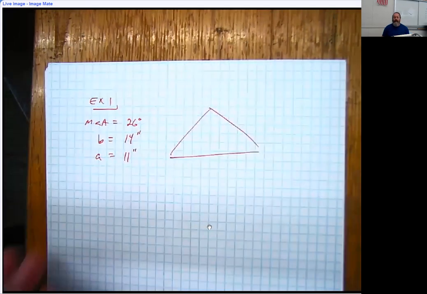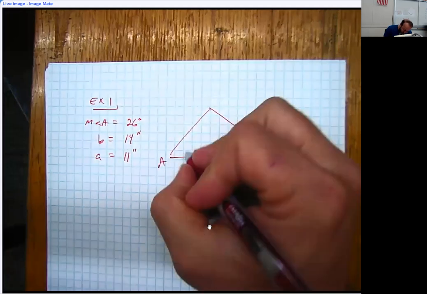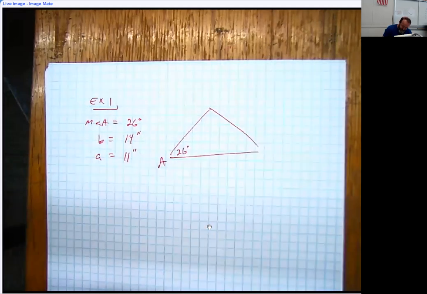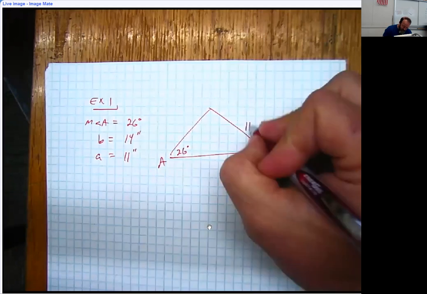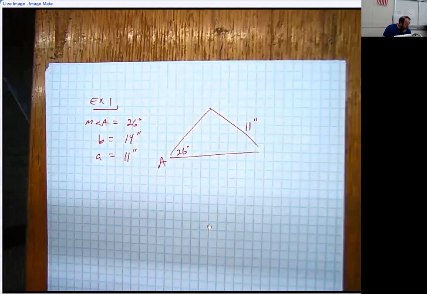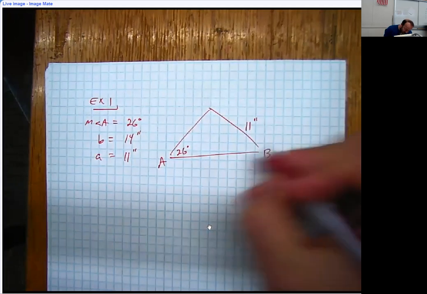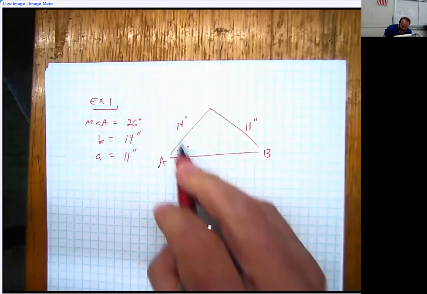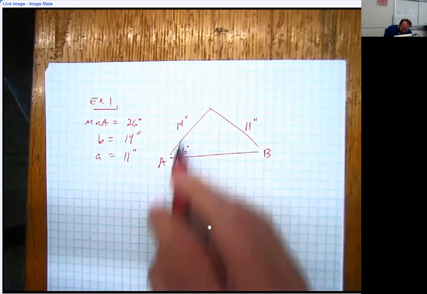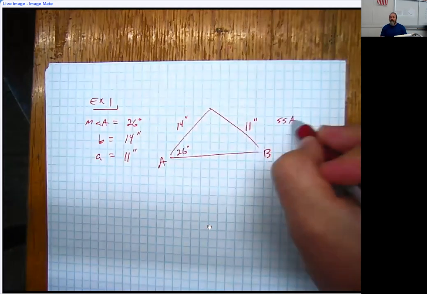I don't really care how good the drawing is, but here is angle A, which is 26 degrees. Side A, 11 inches sitting over here. And we've got side B, I'll go ahead and call this one B, and this is 14 inches. So you can see this is a side-side angle or an angle-angle side. So this is definitely one of those ambiguous cases.